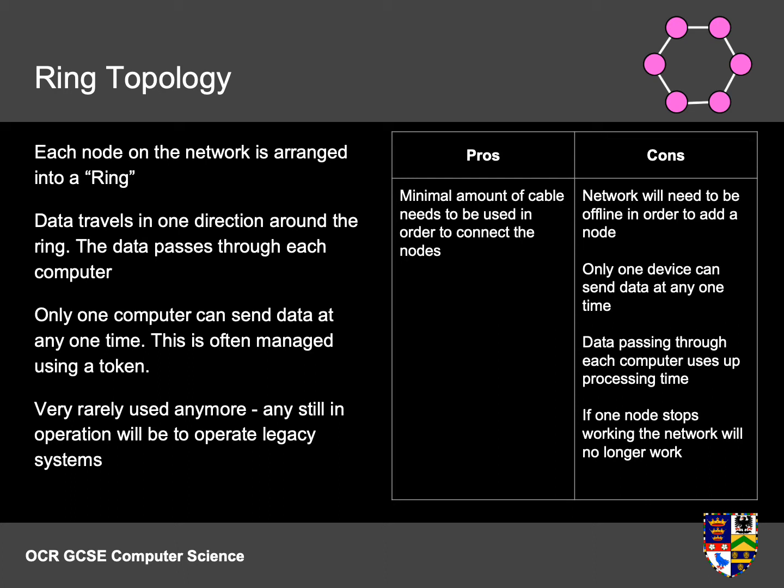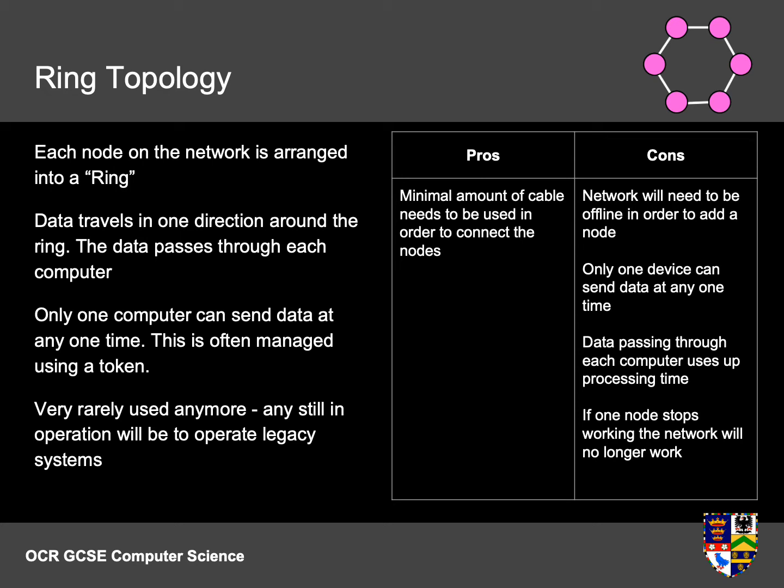In terms of cons, again, the network needs to be taken offline in order to add a computer. You've got to break the ring network in order to add an extra computer to it. So if it takes you half a day to add a computer to that ring network, that's half a day lost in terms of network connectivity.